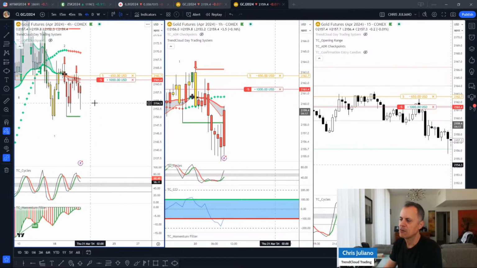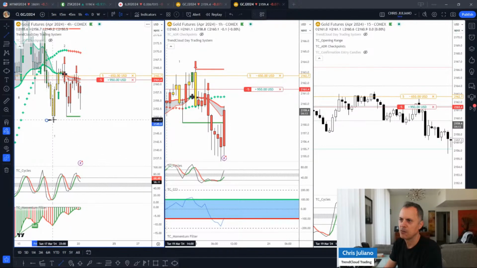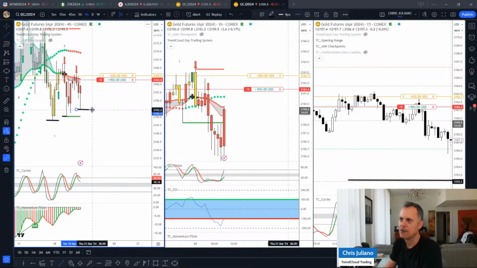And what do we have here on the high time frame? Here's a low. Here's a higher low. Higher low. So we're kind of climbing out of that, right?